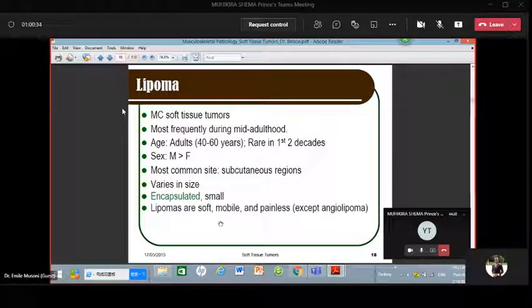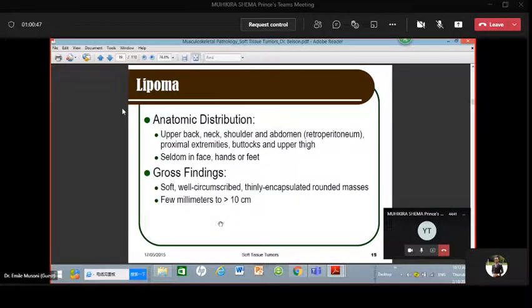Lipomas are soft, mobile, and painless, except what we call angiolipoma. This angiolipoma is mixed with adipocyte tissue and blood vessels. The distribution, most common is the upper back, neck, shoulder, abdomen, even the peritoneum, proximal extremities, buttocks, and the upper thigh. Rarely, it can be found in the face, hand, or feet. But in general, lipoma can be found in every tissue.